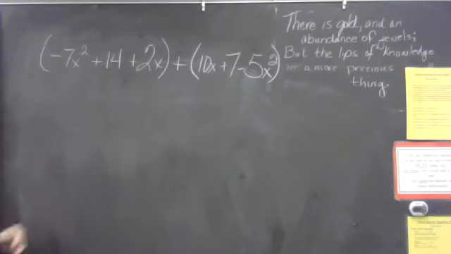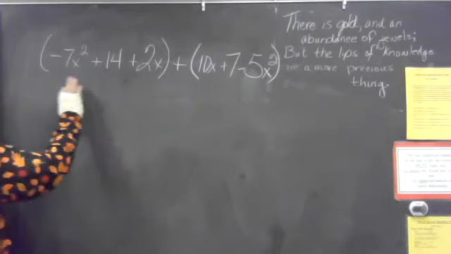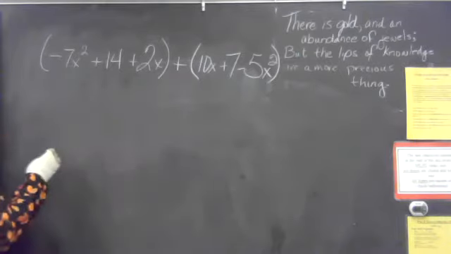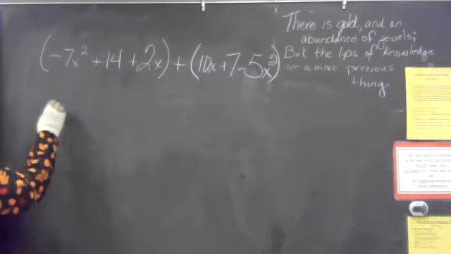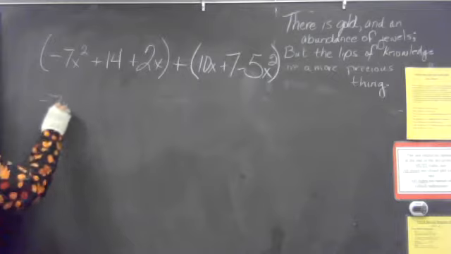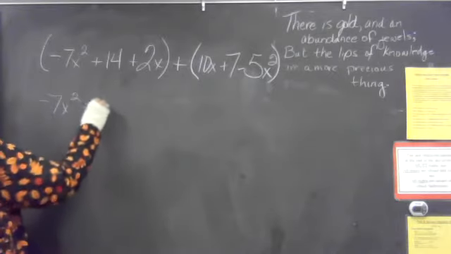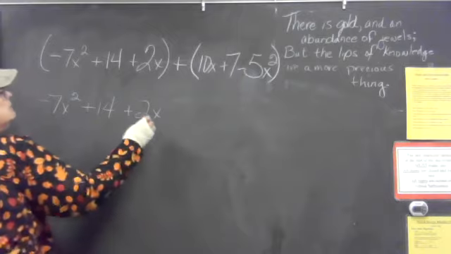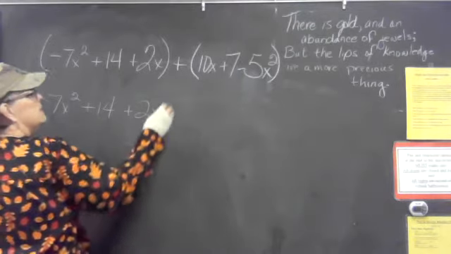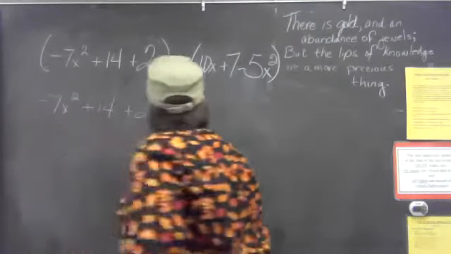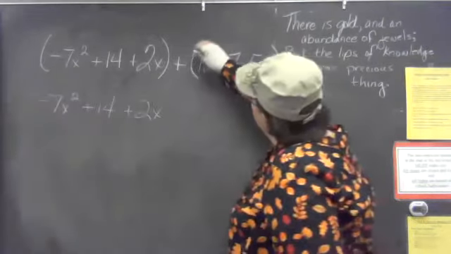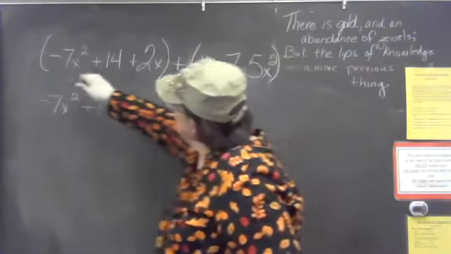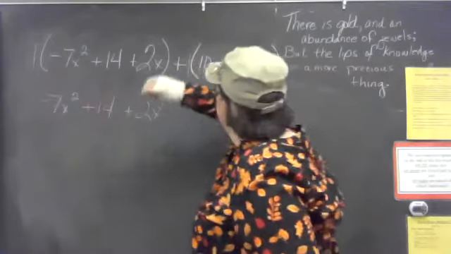Okay, so here we go. What I'm going to do is take this entire thing and write it again without parentheses. The first one's always easy. 7x squared plus 14 plus 2x. And then this is like a 1. Remember, if there's nothing in front of the parentheses, it's a 1.